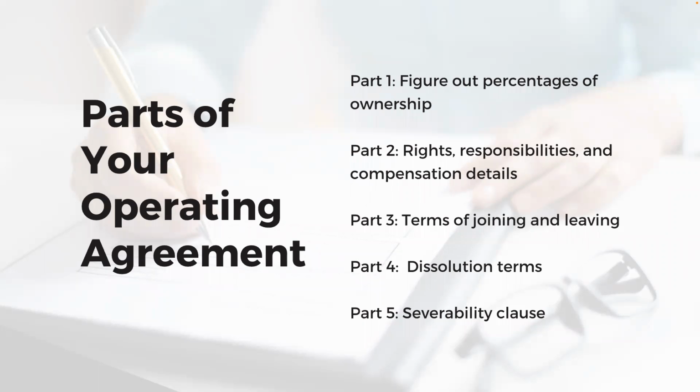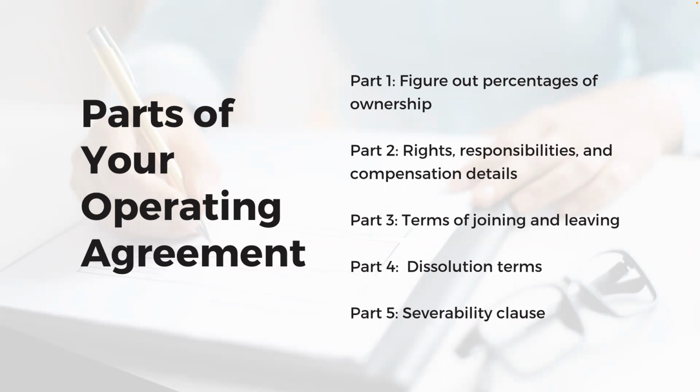Here are the parts of your operating agreement. Part 1, figure out the percentages of ownership. Obviously, in a single member LLC, that member owns 100%. Part 2, rights, responsibilities, and compensation details. The reality is, protecting individuals is one of the most critical aspects of an operating agreement.